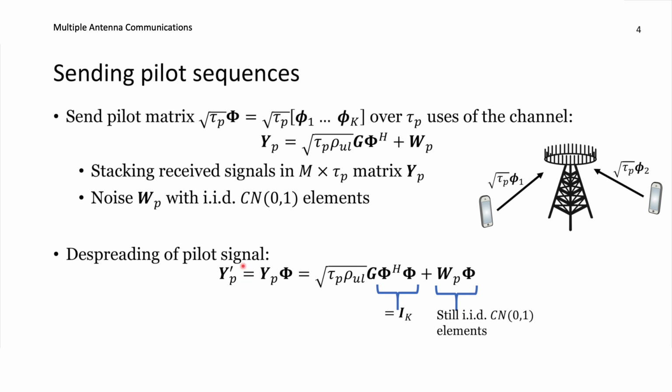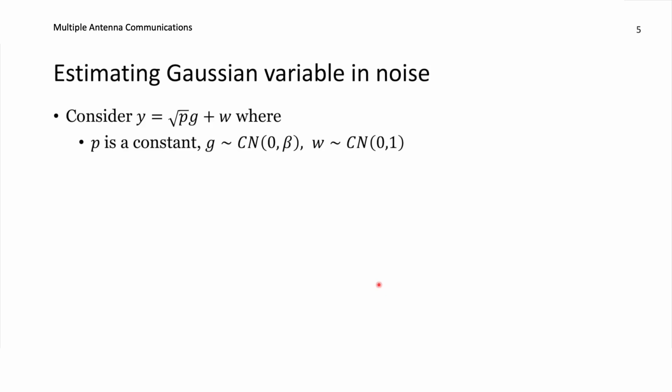So we should remember that the received signal yp prime after the despreading contains a constant, square root of tau p times rho uplink, the matrix G, which is containing all of the channel coefficients, and that is the one we would like to observe, and then we have different IID Gaussian distributed elements. So we see each of the elements in G multiplied with a constant plus an independent complex Gaussian distributed noise term. And from that we would like to estimate each of the elements in G in the best possible way. So how do we do that?